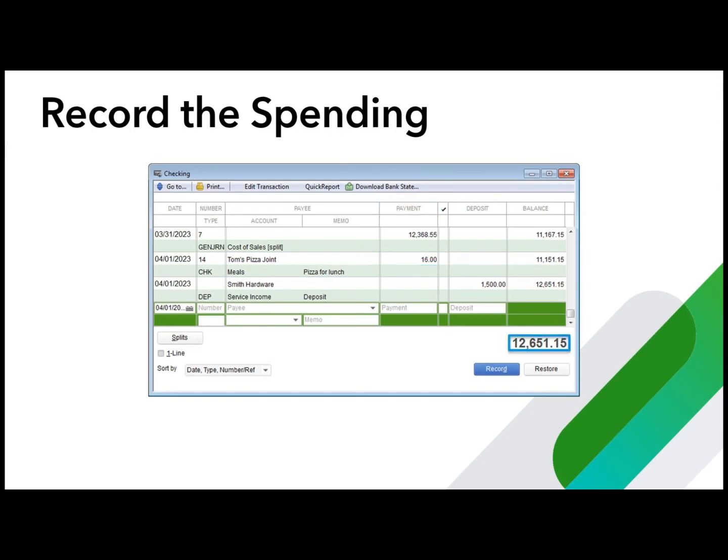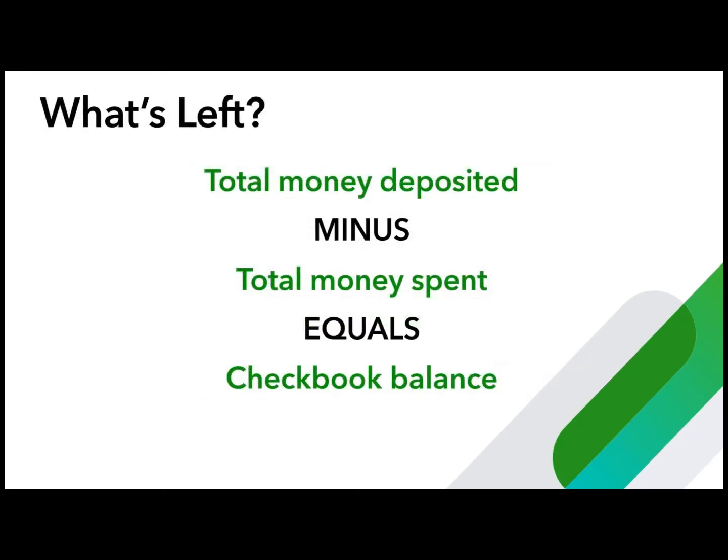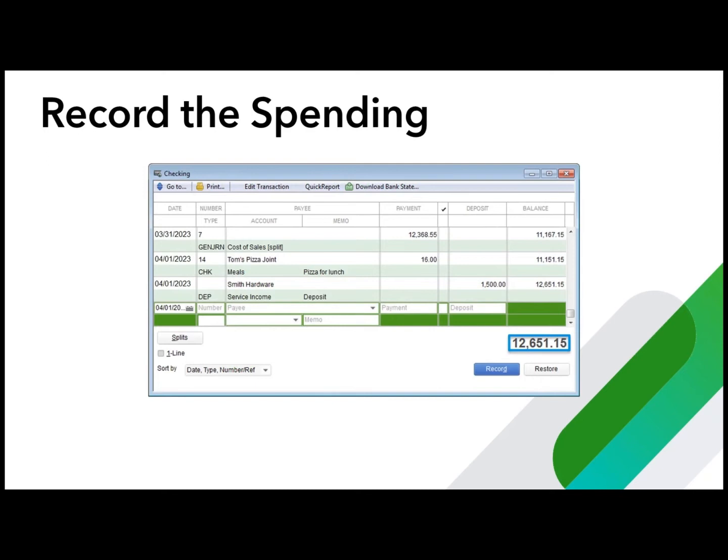So, how do these records help you? Now you can calculate your checkbook balance. The total money deposited minus the total money you spent equals your checkbook balance. If you want to understand why your checkbook balance is $12,651.15, review your checkbook register.